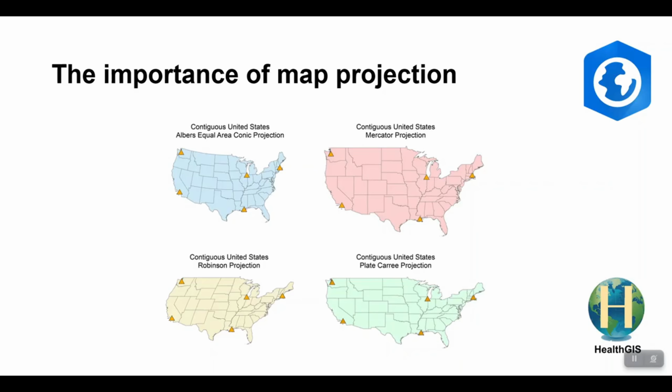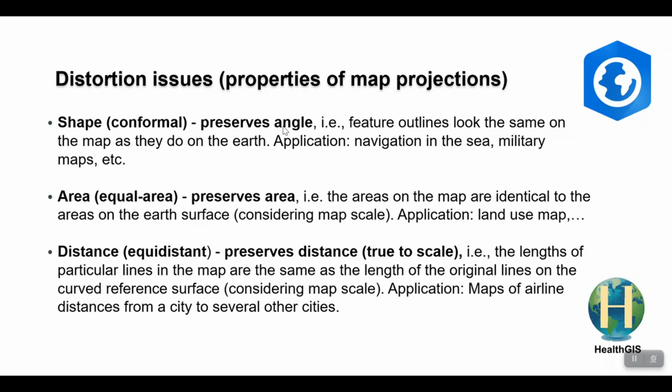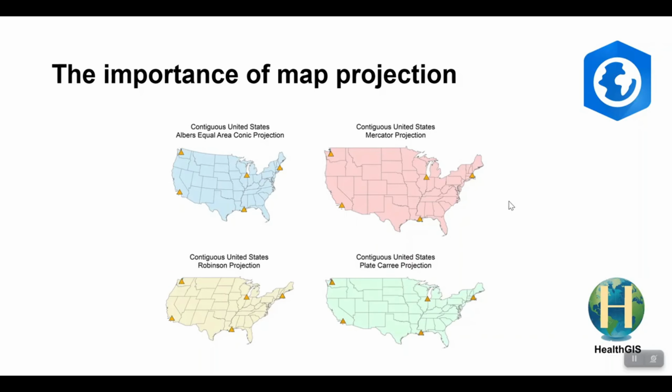Some map projections can preserve shape or angle. They are called conformal map projections, and the application is for navigation and also for military purposes, because in navigation or military purposes, the most important property that should be preserved is angle or shape, okay? An example of a map projection that can preserve angle or shape is called Mercator. However, in this map projection, distance or area will not be preserved. It will be distorted.